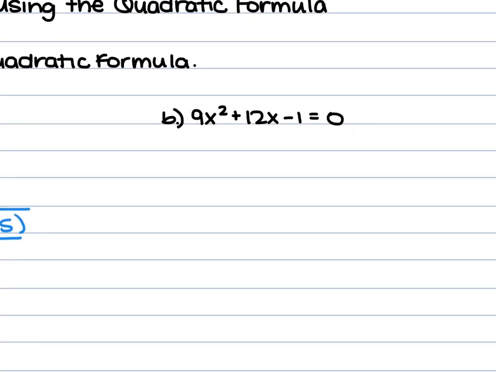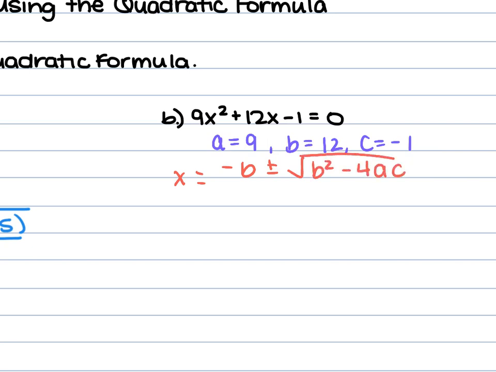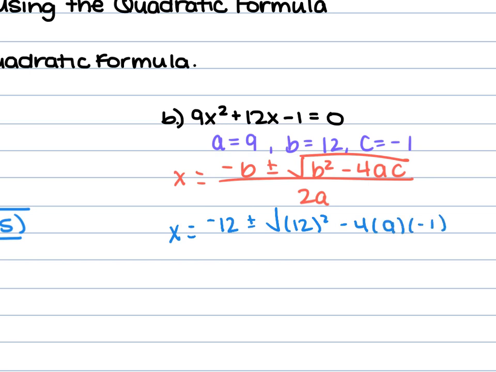For b, we have 9x squared plus 12x minus 1 is equal to 0. So our a is 9, our b is 12, our c is negative 1. Again, we have x is equal to negative b plus or minus the square root of b squared minus 4 times a times c all over 2 times a. So this is going to leave us with x is equal to negative 12 plus or minus the square root of 12 squared minus 4 times 9 times negative 1 all over 2 times 9.